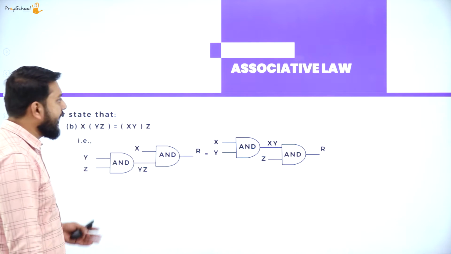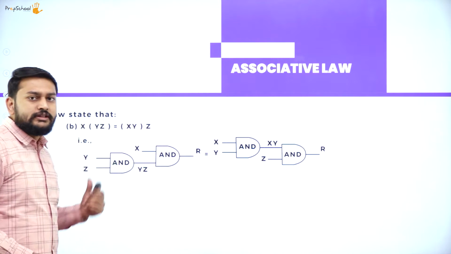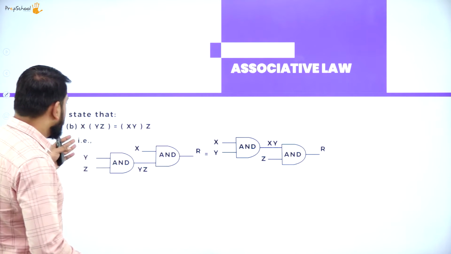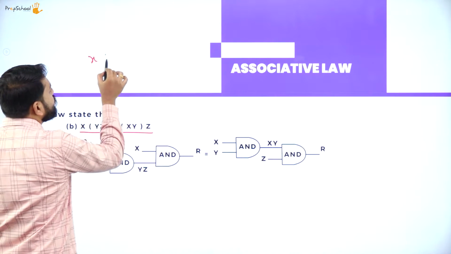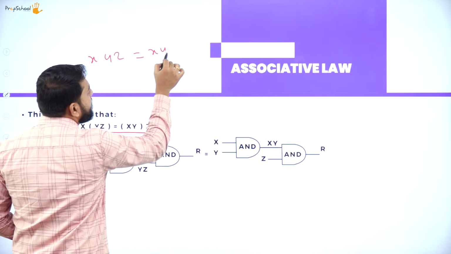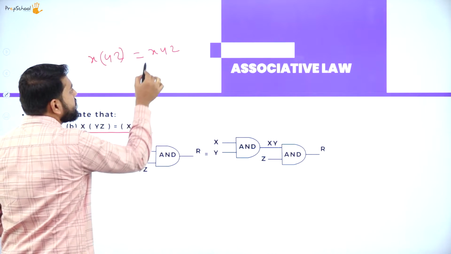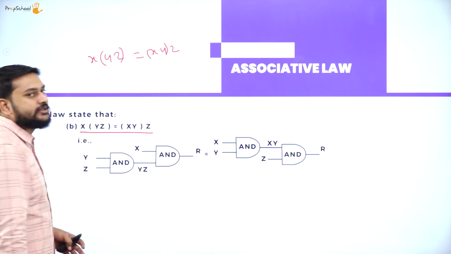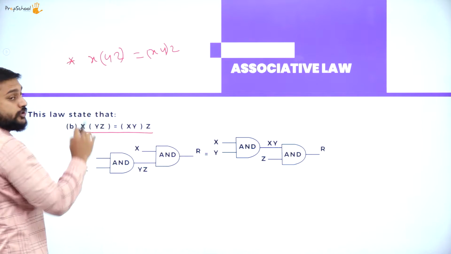The next law that I have is the associative law. I was discussing that law with respect to the OR gate. The same way I have an AND gate here. So please observe. I have x, y, z is equal to x, y, z. Same thing that we did there. First I'll write the brackets for this and then I'll write the brackets for this. Very simple.